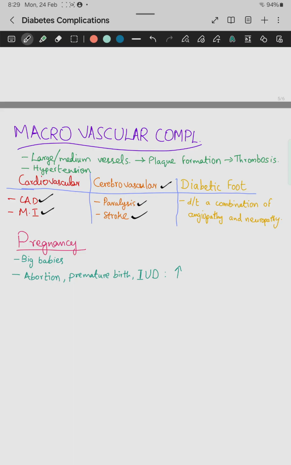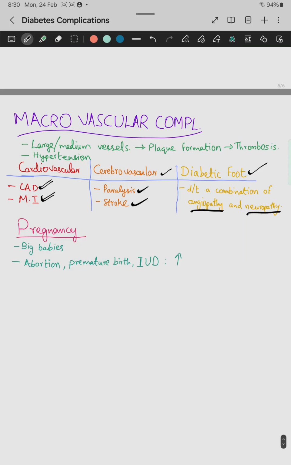Coming to diabetic foot, it is due to a combination of angiopathy and neuropathy. Angiopathy means damage to the blood vessels, neuropathy means damage to the neurons. So diabetic foot is a result of both, that is damage to the blood vessels as well as damage to the neurons. So macrovascular complications are cardiovascular, cerebrovascular, and diabetic foot. Cardiovascular, it's coronary artery disease and myocardial infarction. Cerebrovascular, it's paralysis and stroke. Diabetic foot is due to a combination of angiopathy as well as neuropathy.